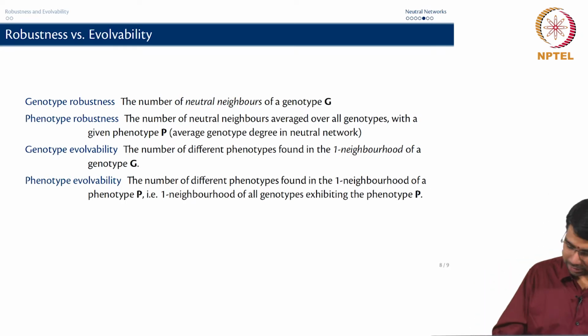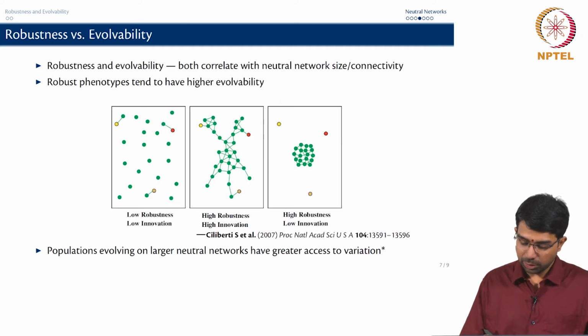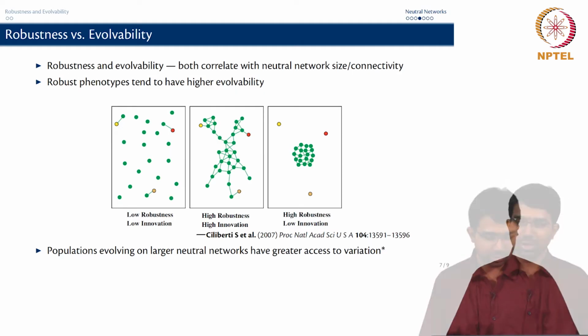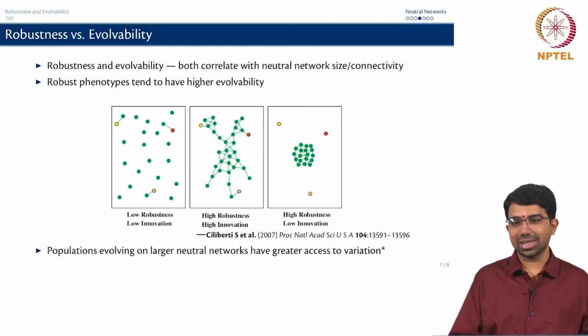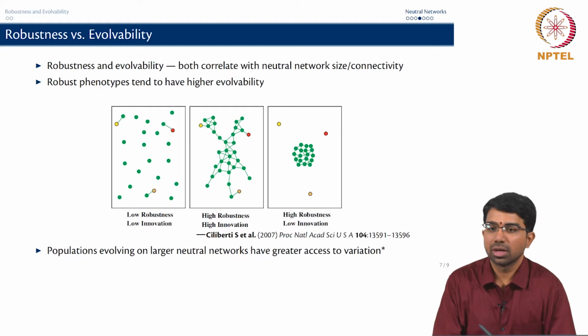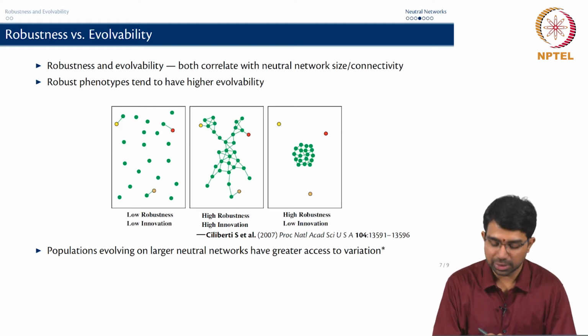So, let us go back to this. In this case, the one neighborhood of the neutral network contains how many phenotypes? In the center it contains 3 phenotypes. Here one neighborhood contains 0. Here one neighborhood does contain 3, but the network itself is completely disconnected. So, potentially this is what innovation is. Why is this innovation? It is interesting to understand.